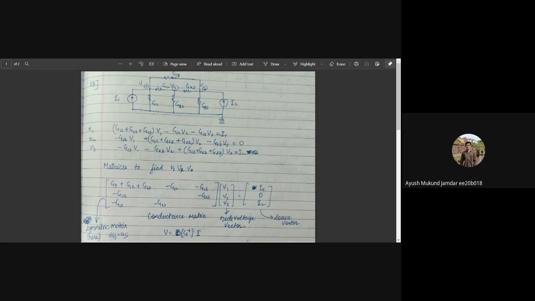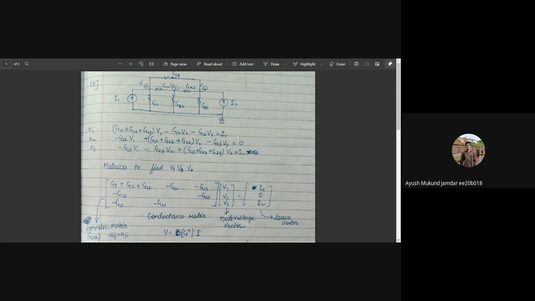So let's apply Kirchhoff's current law for the first node. The current going outside will be taken as positive, and current coming towards the node, I'll take to be negative. So what will the equation be? First, considering the first branch where G11 is connected to node 1, that is (V1 minus 0) times G11, because conductance is the inverse of resistance. Plus (V1 minus V2) times G12, plus (V1 minus V3) times G13, and I'll take minus I1 because, as I said, I1 is coming towards the node. So this gives us our nodal equation for the first node.